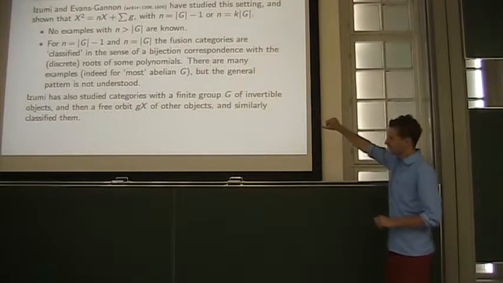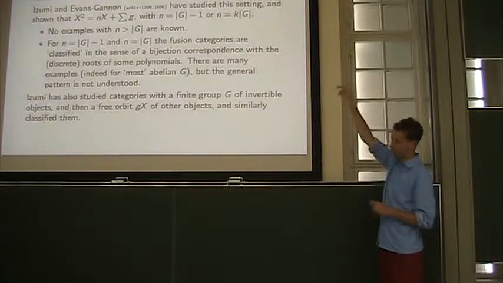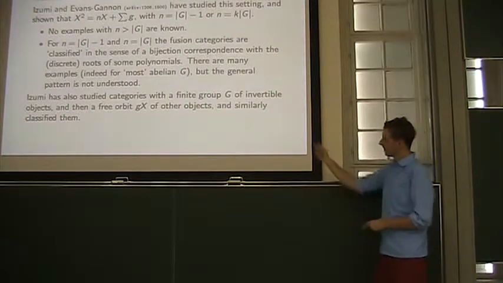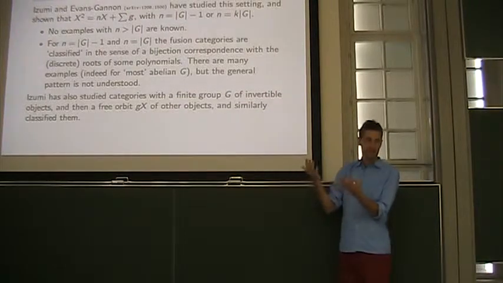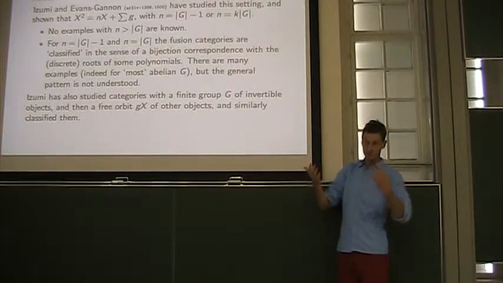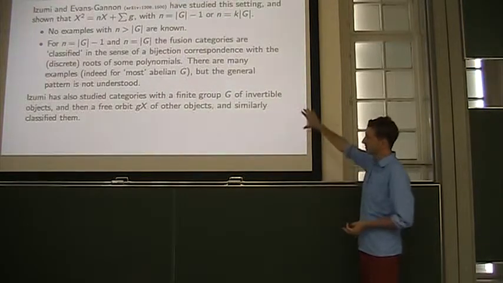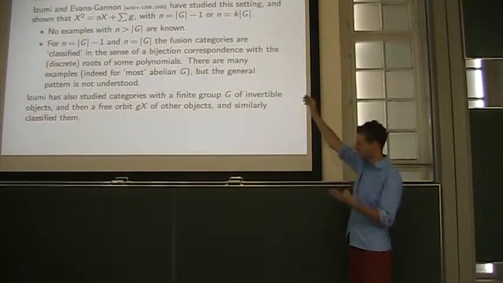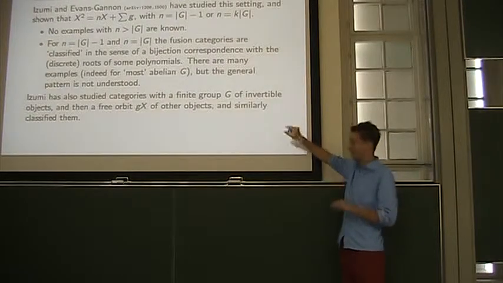Then there's another class of fusion categories, which I'm going to mention later, which is similar to this one in the sense that there aren't many objects besides a finite group. So here we've got a finite group of invertible objects, and then that many objects again, on which the group is acting freely, so it's just a single orbit of other objects. And he's given a similar sort of classification, in that if you're really good at solving polynomials, you can understand what categories there are in this form.